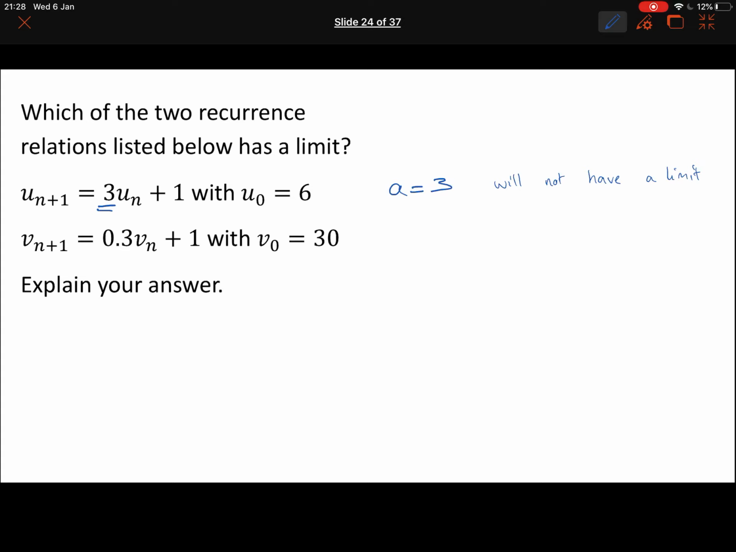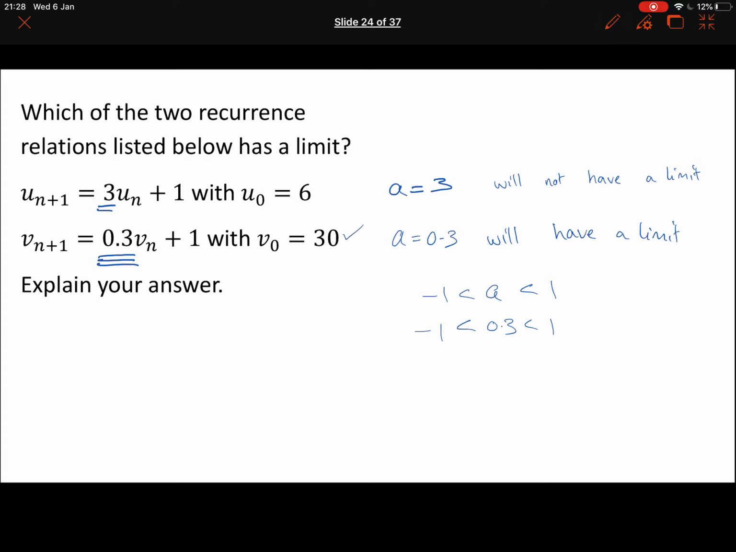The second sequence, though, we can see that the value of a is equal to 0.3, and this one will have a limit. And the justification for this is that our value of a is in between 1 and -1. We can see that 0.3 is in between 1 and -1, so this one has a limit.